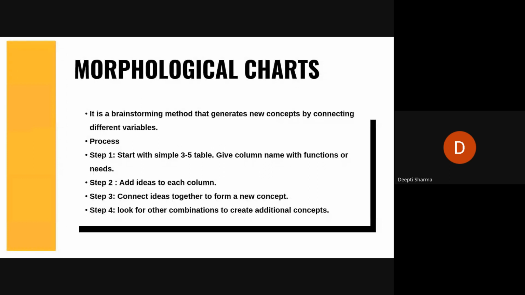They can propose new patents on it. So it is a brainstorming method, and students can generate an interest in the already existing concepts. In this process, we have 4 steps. First is start with a simple 3 to 5 table. Give column names with the functions or needs. Step 2 means fill in all the ideas for each column. Connect ideas together to form a new concept and look at the other combinations to create additional concepts.